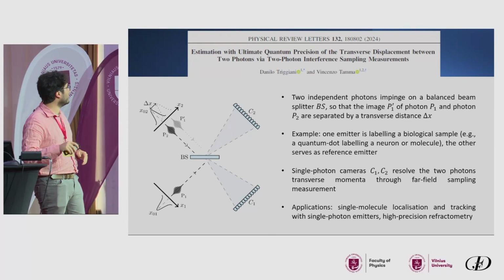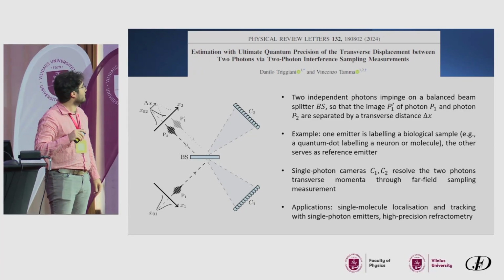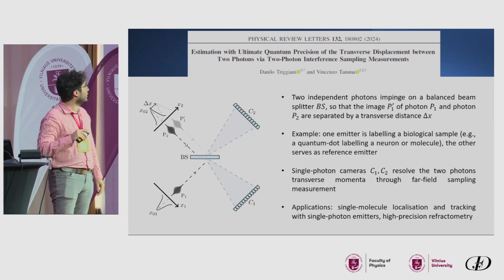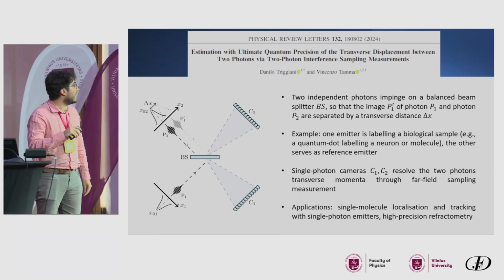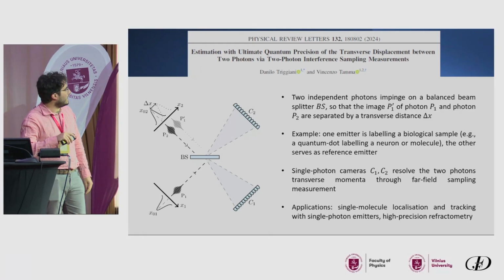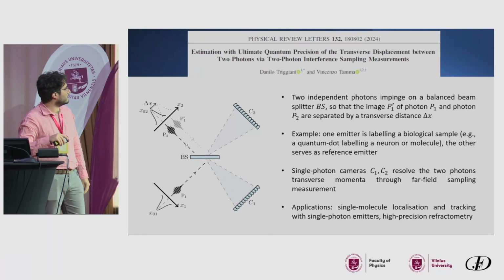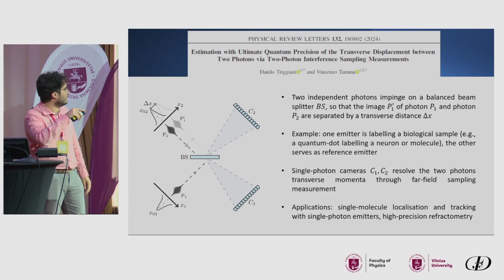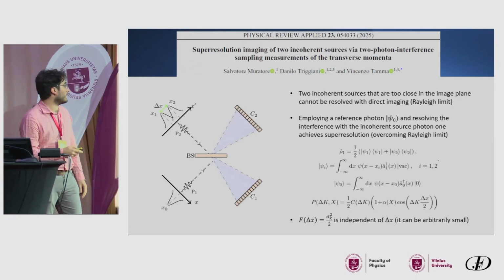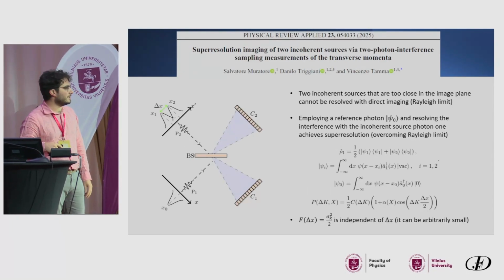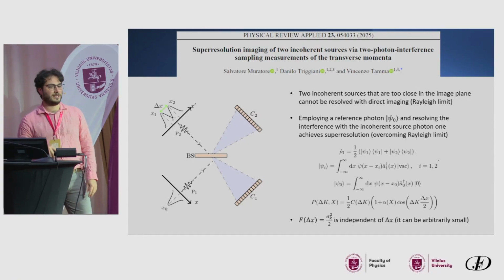For example, in this proposal, we are measuring the relative position of a single photon emitter, which is, for example, labeling the position of a molecule. The idea is we are resolving the two photon interference in the far field, which essentially means in the conjugate variable of the transverse position, which is the transverse momentum. And very quickly, we can also show that in principle this technique is also a super resolution technique.